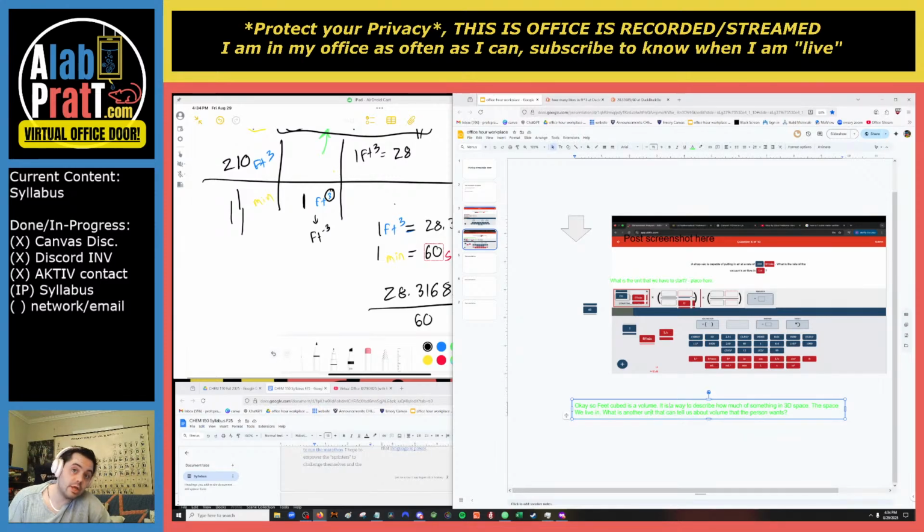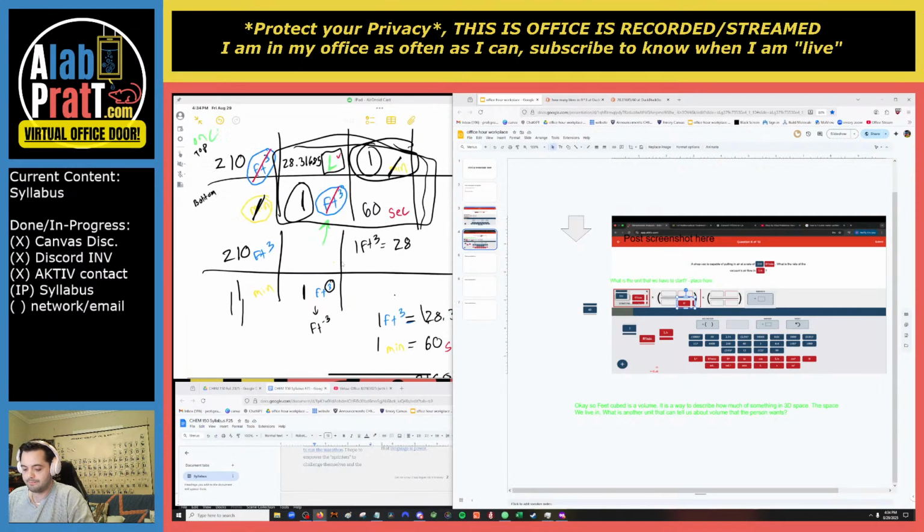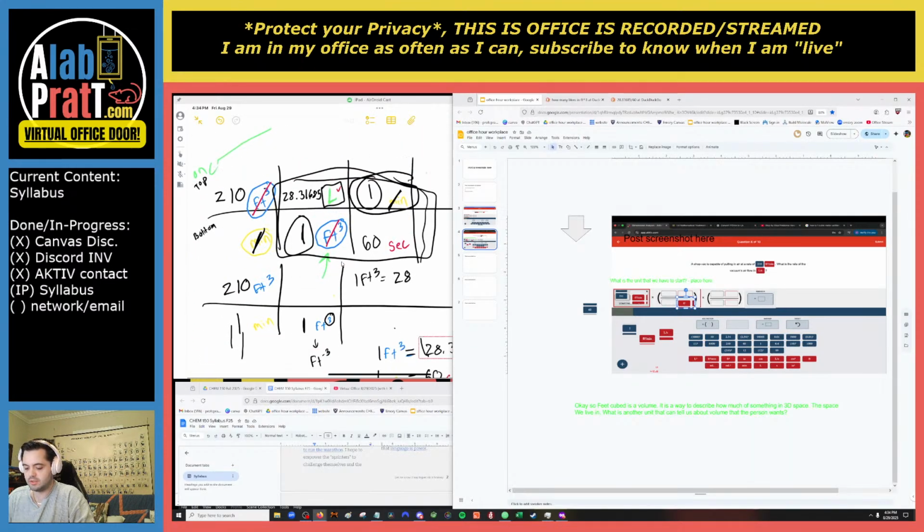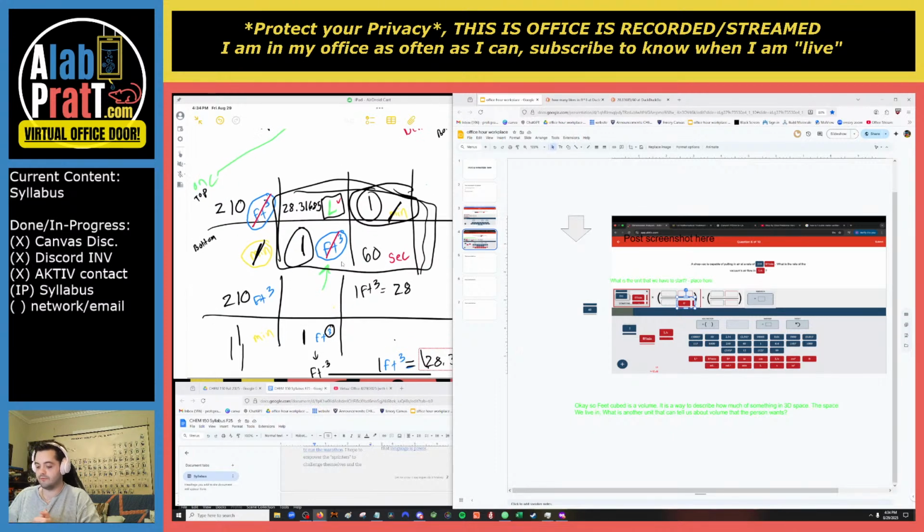A gallon, right? A gallon of milk is a way to describe volume. But what should go in the numerator here? What do we want to convert feet cubed to? Let me go back and check my initial one here. What did we convert it to before again?